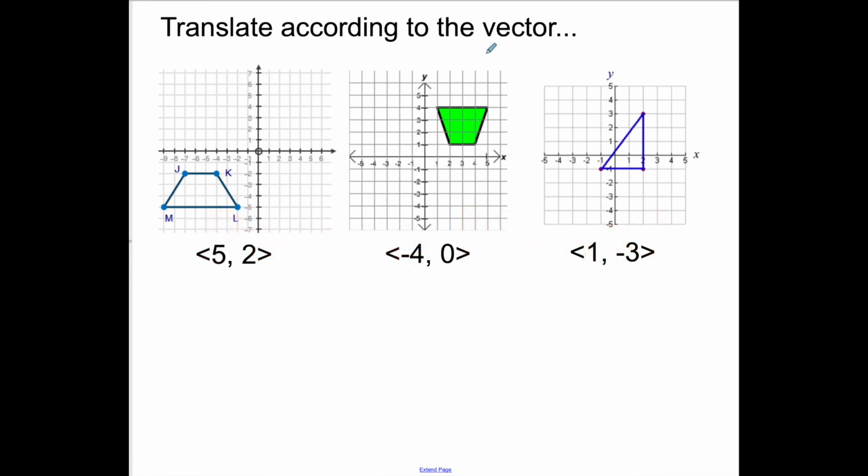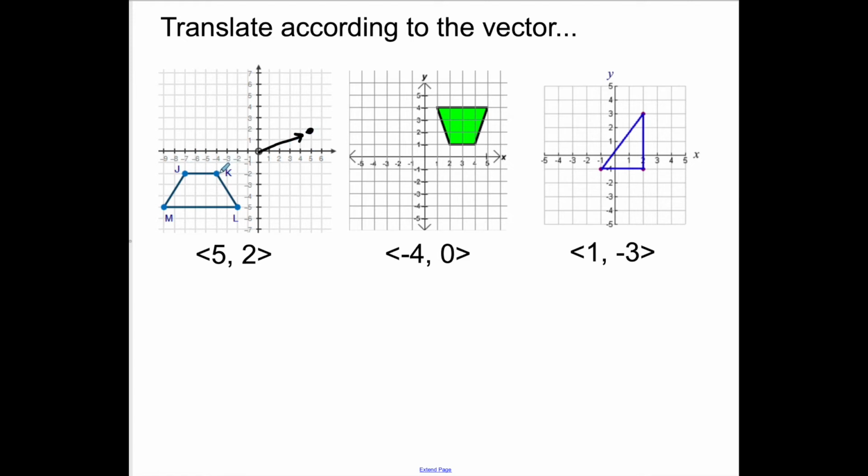All right, so let's take a look. So here we're going 5, 2. When I do vectors, I like to try to draw the vector. That gives me a sense I'm going right by 5 and up by 2. So let's take that with J.